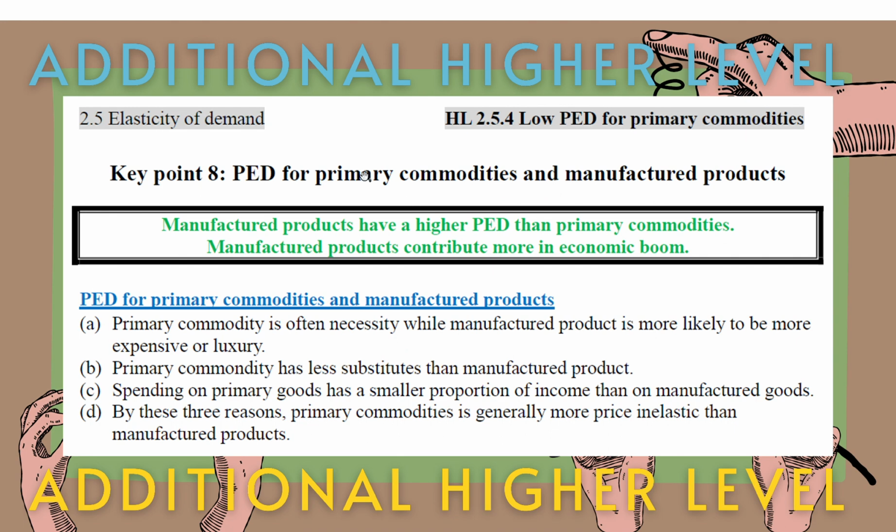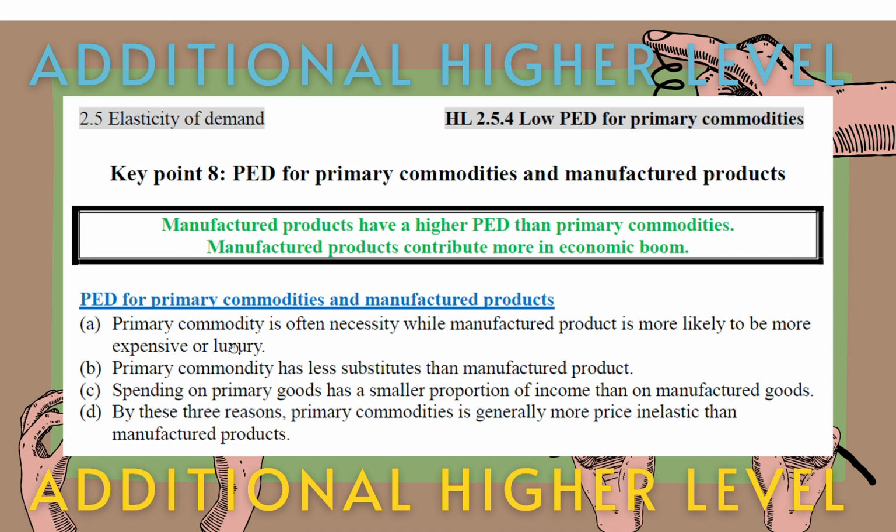Okay, PED for primary commodities and manufactured goods. Remember they are different. For manufactured products, it's a higher price, so it has a higher PED. It's more like a luxury good, not a necessity. So manufactured products contribute more to an economic boom. Remember when there is an economic boom, the manufactured good has a larger increase of quantity, so the manufacturing sector will grow. But the primary sector will shrink.